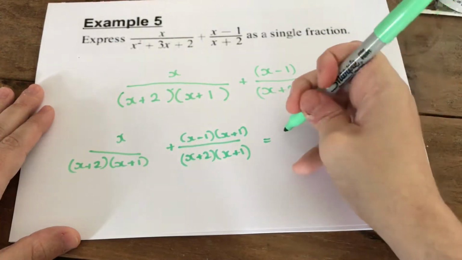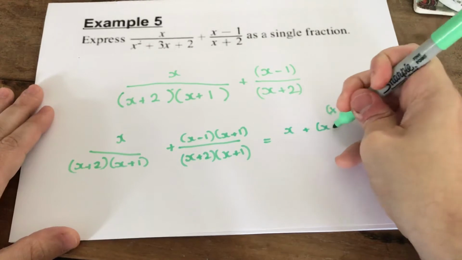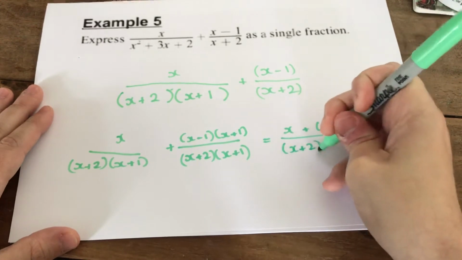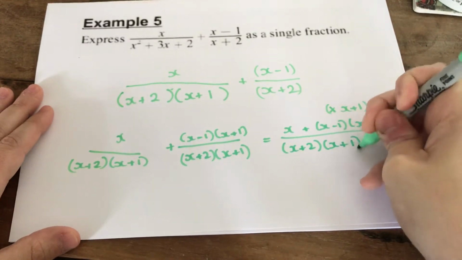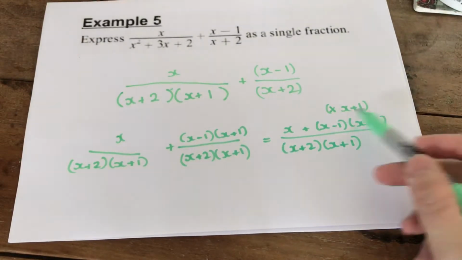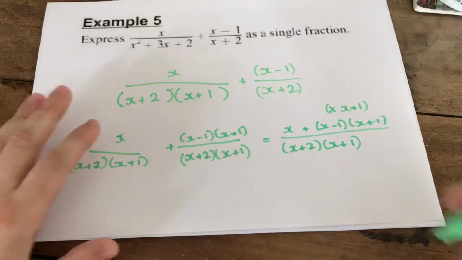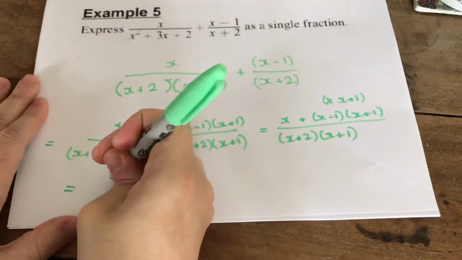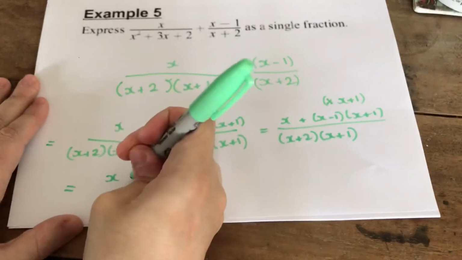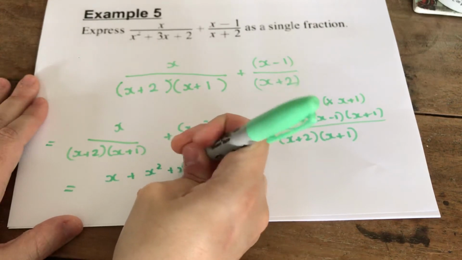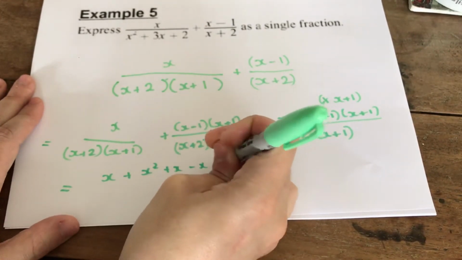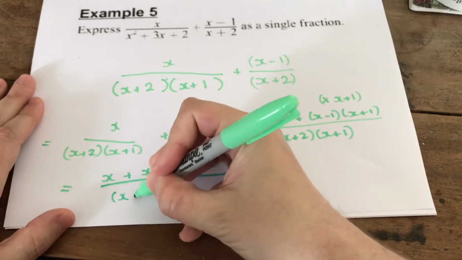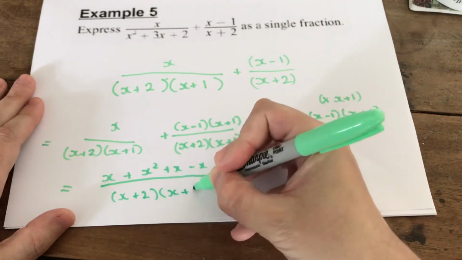We're then going to write that as a single fraction, so we have x plus x minus 1, x plus 1, and then we've got x plus 2, x plus 1, and then we just expand these brackets and then simplify the like terms, collect the like terms. So if we do that, I'm going to do that again here. What will happen is I get x plus x squared plus x minus 1. And then we do not need to expand our denominator. So we just leave it as x plus 2, x plus 1.